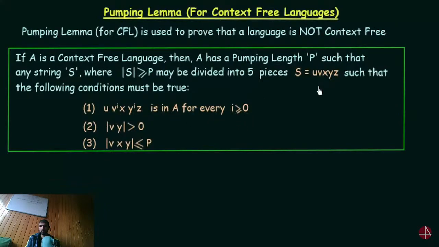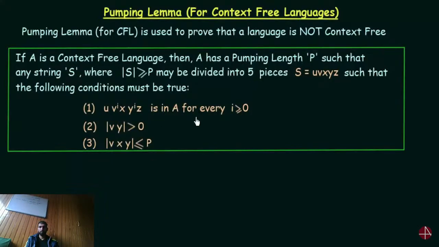So you have divided S into U, V, X, Y, and Z, and if you raise V to the power of i and Y to the power of i, where i is greater than or equal to 0, then the string that you get even after doing this should also be in A. That means that string also should belong to the language A. The second condition says that the length of V and Y should be greater than 0. And the third condition says that the length of V, X, and Y should be less than or equal to P, which is our pumping length.